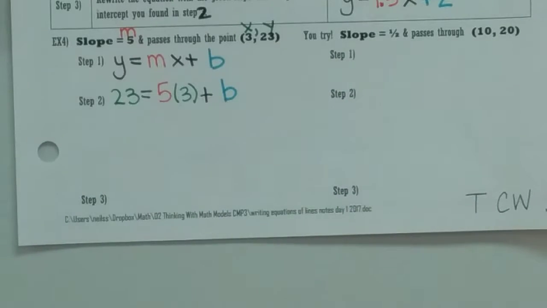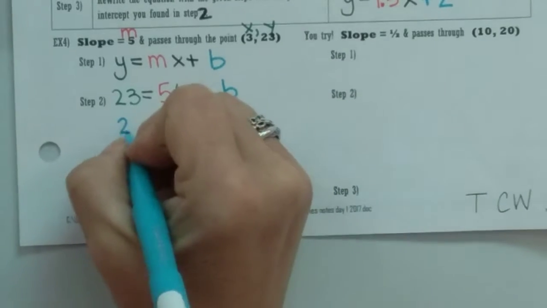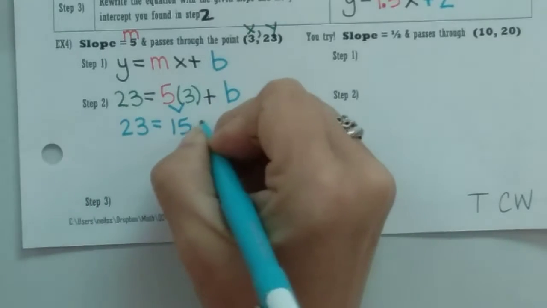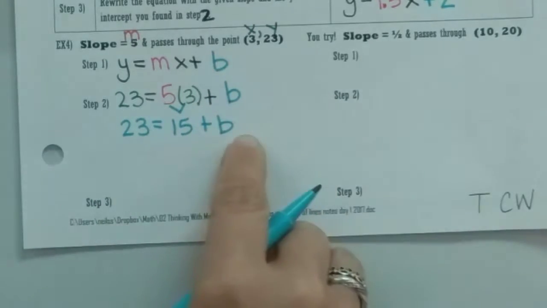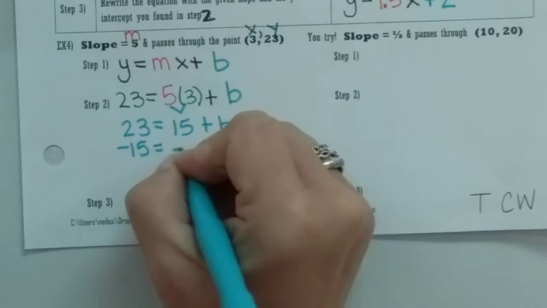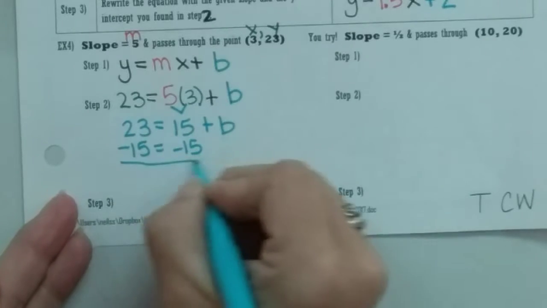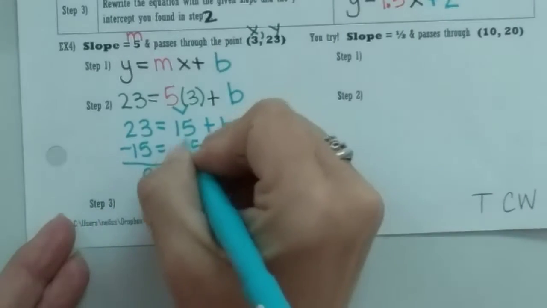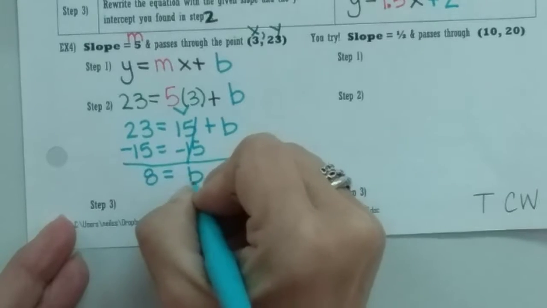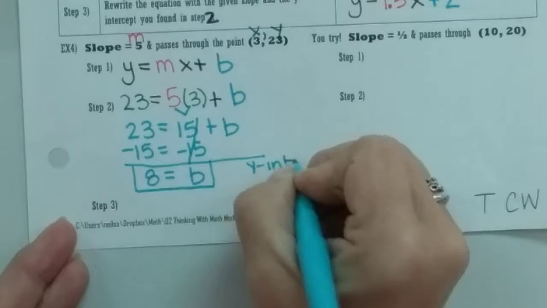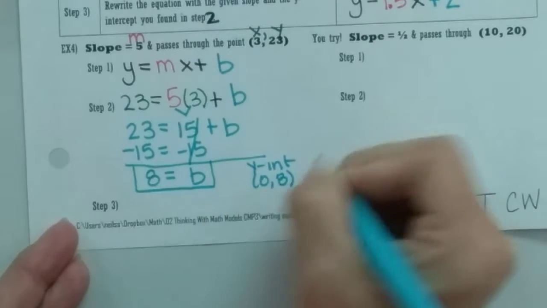Now we're going to go ahead and simplify. We get 23 equals 5 times 3 is 15 plus b. To get b all alone, we're going to subtract 15 from both sides. 23 minus 15 gives us 8. 15 minus 15 is 0, and we have a b. So we know our y-intercept is 0, 8.